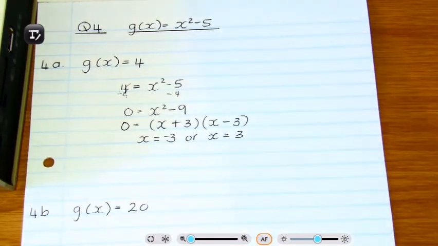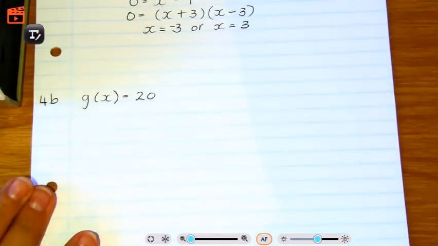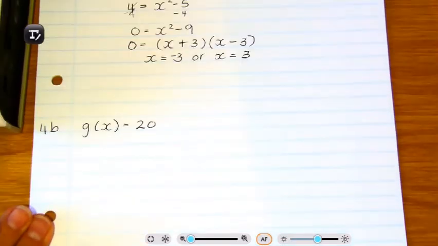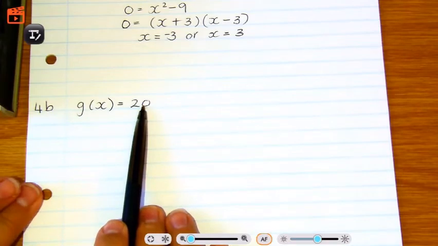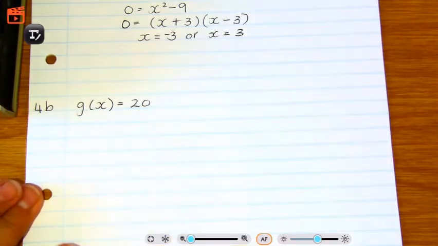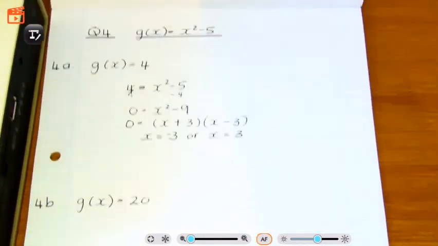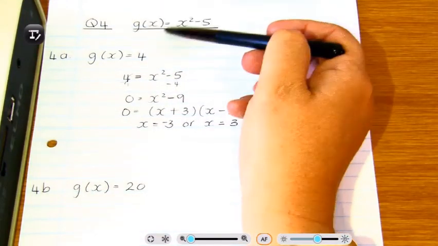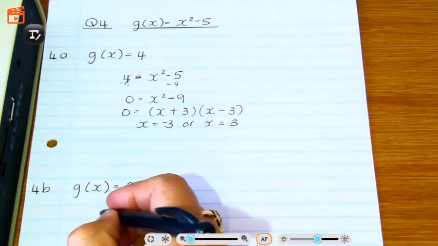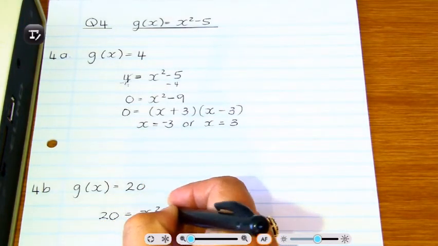Okay, so that was 4a. And then the last one I'm going to do with you is 4b, and it's very similar to 4a, except that they tell you the g of x is equal to 20. So instead of saying the g of x is equal to x squared minus 5, I'm now going to replace the g of x over there with a 20. So I'm going to say 20 is equal to x squared minus 5.